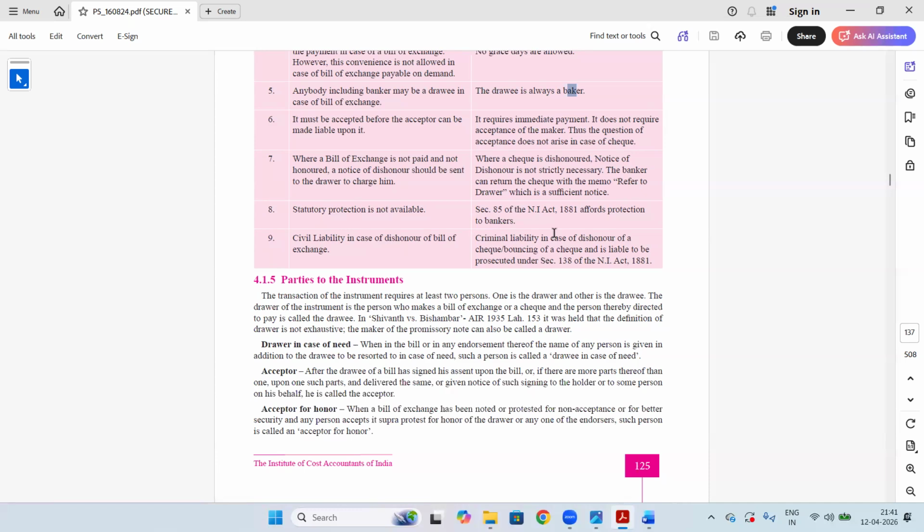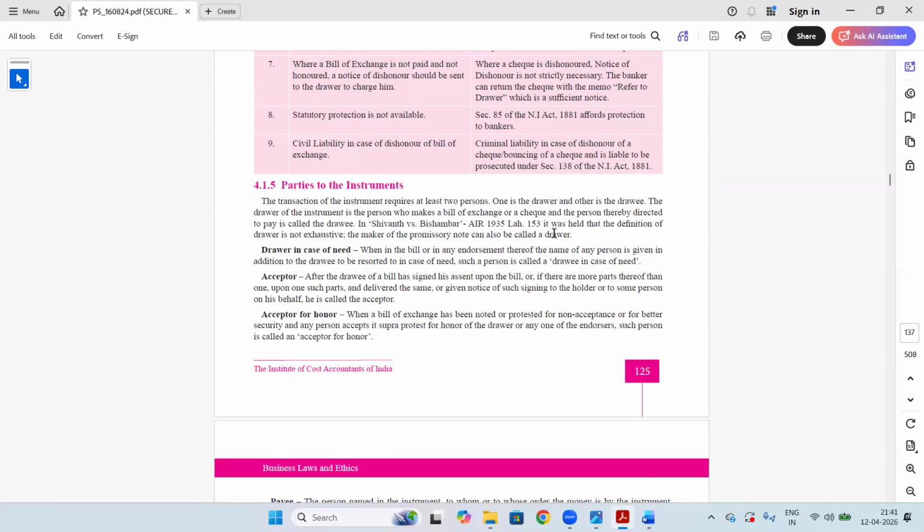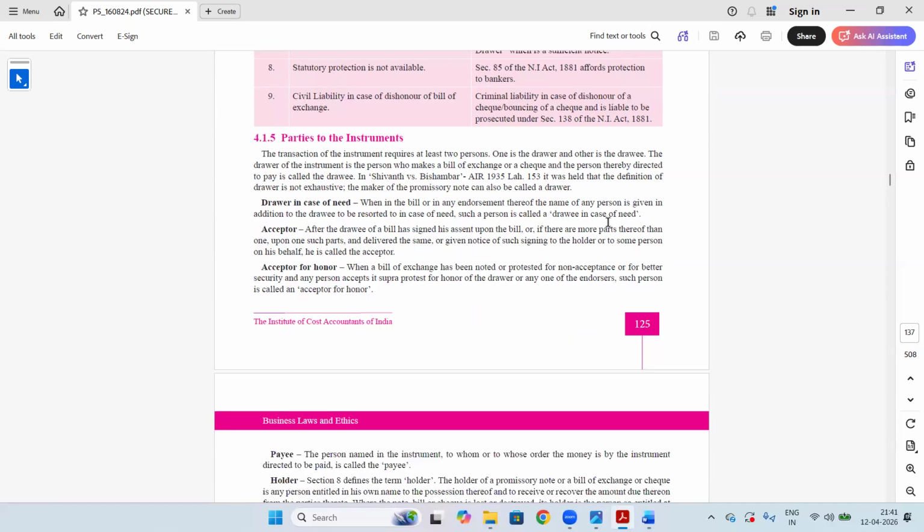The banker can return the check with a memo referred to the drawee, which is sufficient notice. Statutory protection is not available in the case of a bill of exchange, whereas in the case of a check, it is available. Civil liability arises in case of dishonor of a bill of exchange, whereas in case of a check, there's a criminal liability.